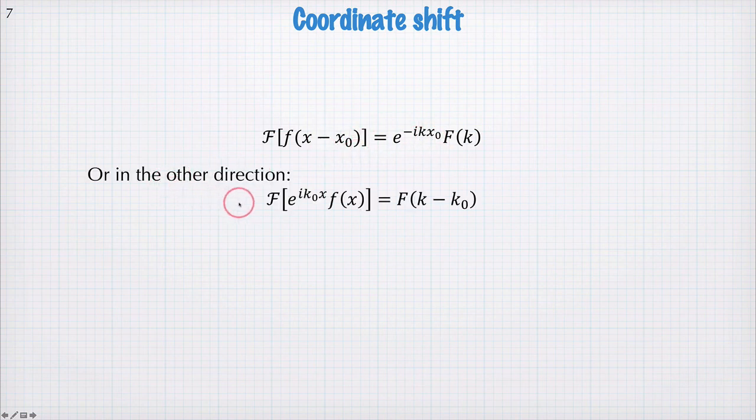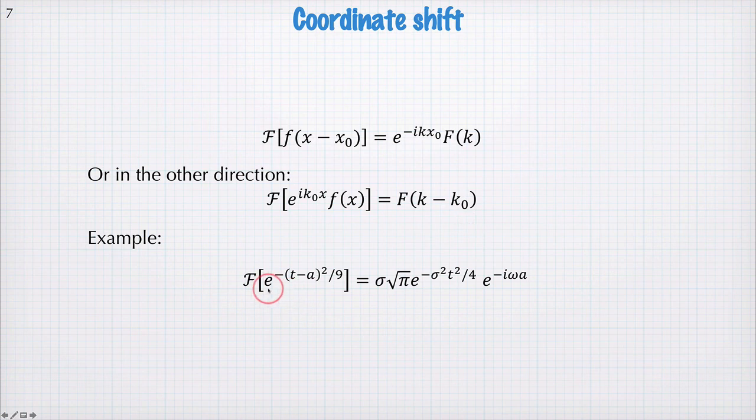There's an offset theorem for the other direction, where you have a function which is now multiplied by a complex exponential with some offset k0, and in this case you get the function f of k minus k0. So there are two theorems here. One, we have a function offset by an amount x0 in real space, and another, we have a function f of x multiplied by a complex exponential with some offset k0, that gives you an offset function in k space. As an example, here is a Fourier transform of an offset Gaussian function. It gives you the Fourier transform you expect for the Gaussian with an e to the negative i omega a, where a is the offset here.